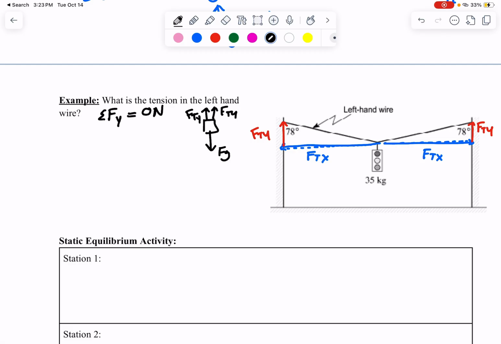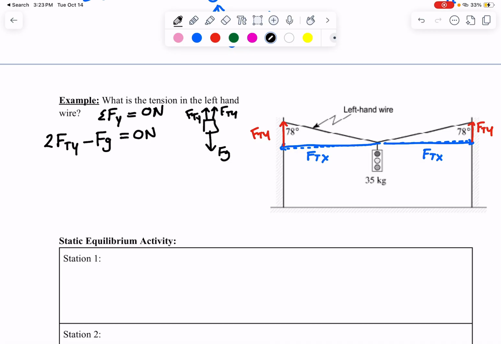Now, the thing that's cool about this one is that your force of tension is actually going to be the same in each because they've got the same angle. So what I could say here is that 2 FTY minus FG is going to end up equaling 0 newtons. Now, again, the only reason that this is true is because the angle is the same on these.